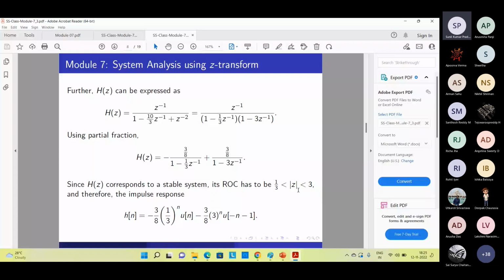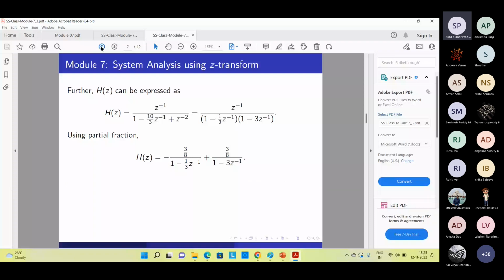So what will your impulse response be? Minus 3/8 (1/3) to the power n u(n) minus 3/8 3 to the power n u(minus n minus 1). So this is your impulse response. Okay, so I hope you are able to understand how to find the impulse response for the given system.